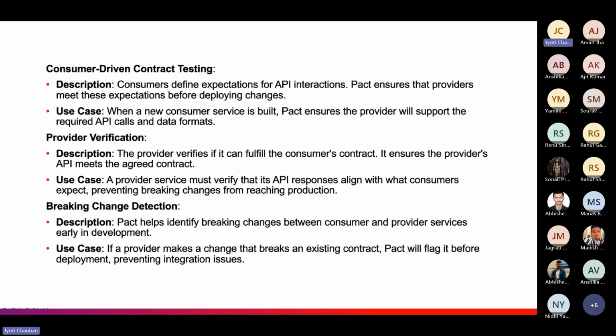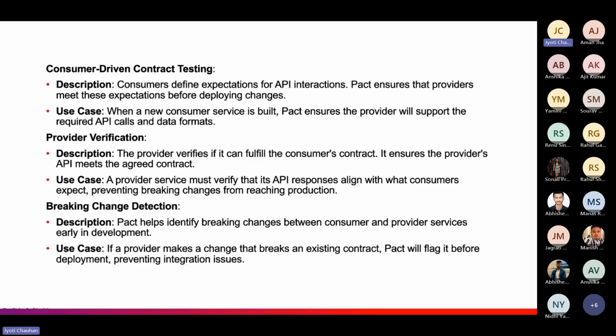Provider verification. The provider verifies if it can fulfill the consumer contract. It ensures the provider's API meets the agreed upon contract. Use case: a provider service must be verified that its API responses align with the consumer expectations, preventing breaking changes from reaching production.